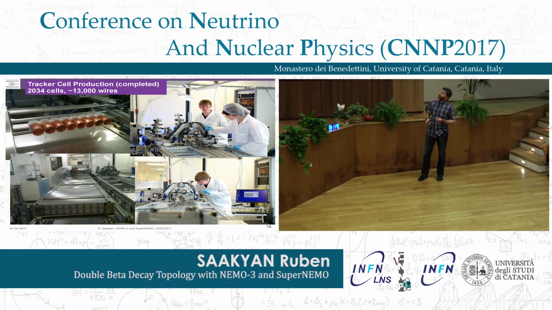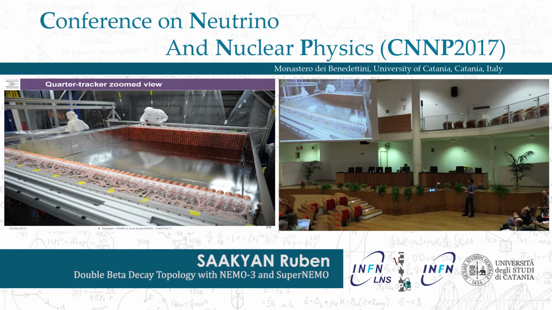So the tracker has been produced using a wiring robot, a semi-automatic wiring robot, which is shown here. You build the individual Geiger cells in so-called cassettes, which are shown here. There are 16 cells in this cassette. And then you insert this into a quarter tracker. Basically, if you remember, one tracker module is on one side of the foil, so this is half of it, fully populated with the cells.